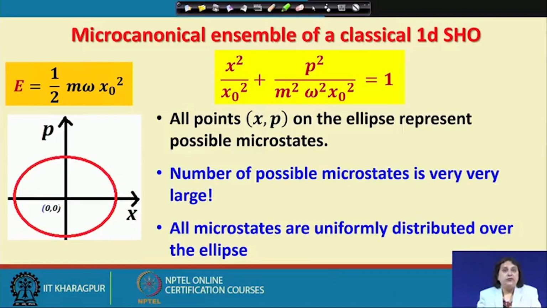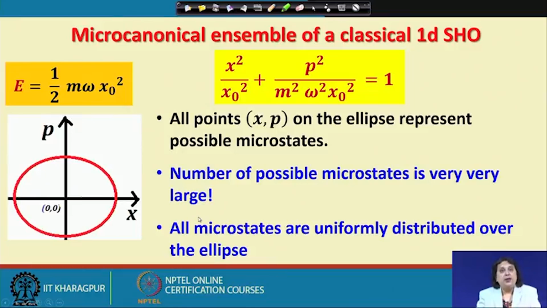And also we have said that if we look at all possible values of x and p, there is no reason why at some point here the values of x and p will be more preferred over some other x p combination, for example, a point like here, and therefore, we have no option but to assume that all the microstates are uniformly distributed over the ellipse.